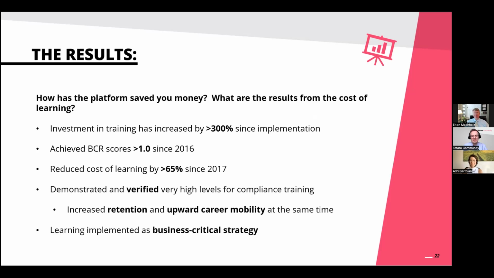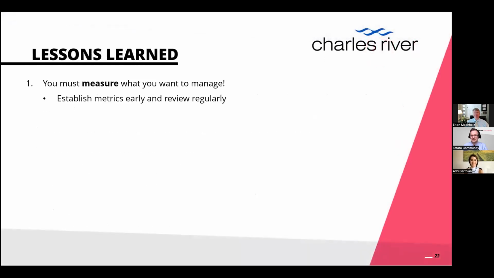Great, thanks, Elton. If you're going to pass on any sort of main words of wisdom to the audience today, what are some of the main lessons you've learned?